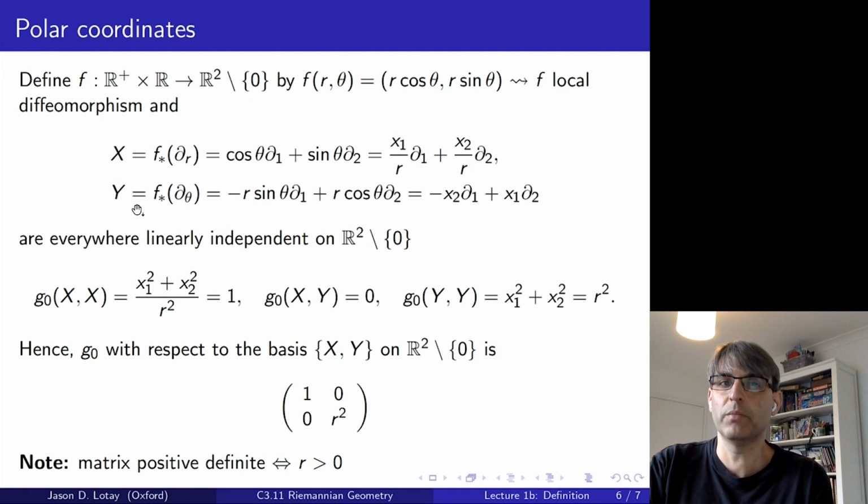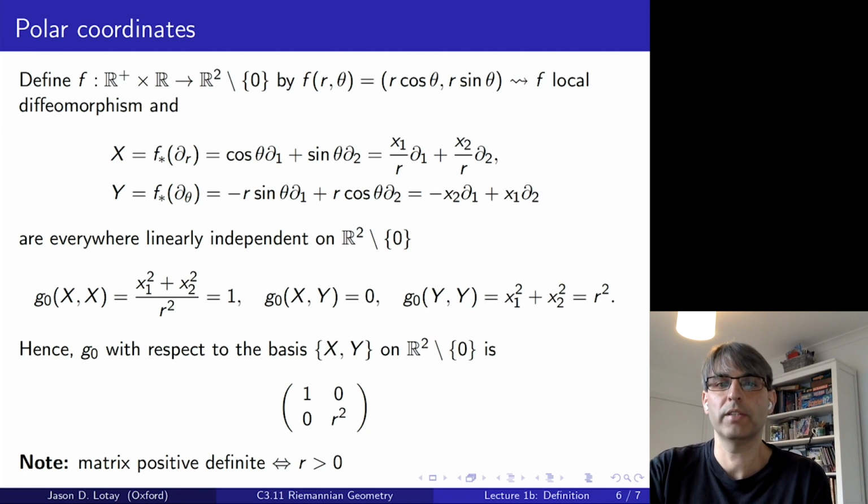And finally, we can compute what is g0 of y with y. Well, we see that's going to be x2 squared plus x1 squared, and that's just the same thing as r squared. So r squared sine squared theta plus r squared cos squared theta, r squared. So what we've seen is that the Euclidean metric with respect to this basis xy on R2 minus the origin is this matrix of smooth functions, 1, 0, 0, r squared.